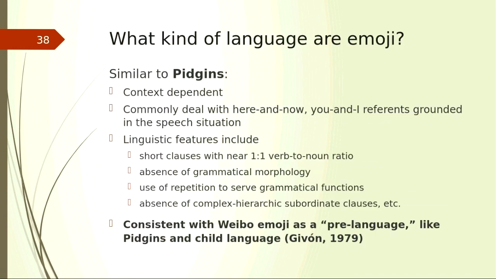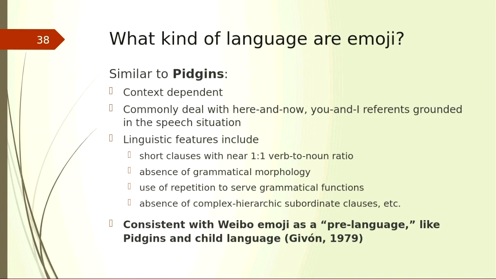So what kind of a language are emoji? If emoji is a language, they're certainly very different from verbal language in a number of ways. And I would argue that they're similar to pidgins in the sense that they're context dependent. They commonly deal with the here and now, you and I, reference grounded in the current speech situation. And because of those two features, it makes them difficult to understand if you're not in that conversation with that context.